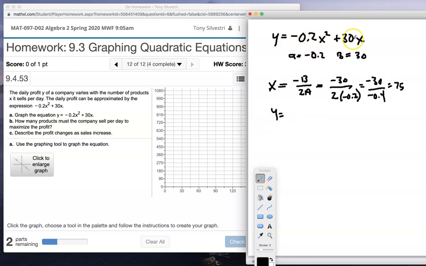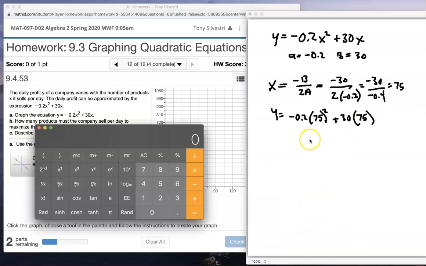So this is your formula. Everywhere you see an x, you put 75 in parentheses. Negative 0.2 times 75 squared plus 30 times 75. There you go. I need my calculator here. So what I'm going to do is do my powers first. 75 times 75 equals, that's what that is.